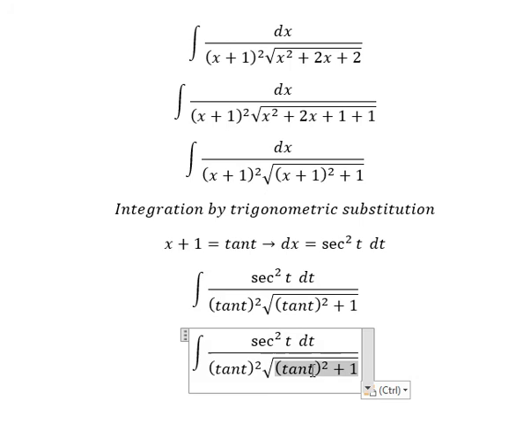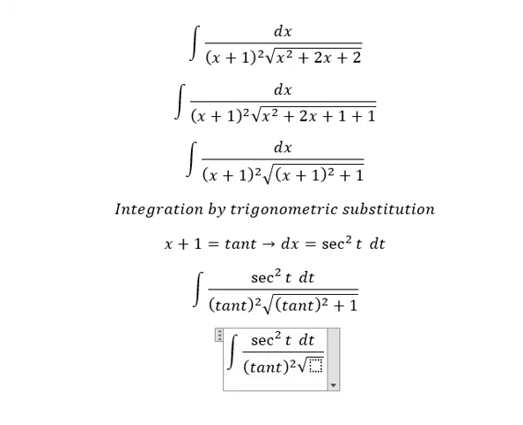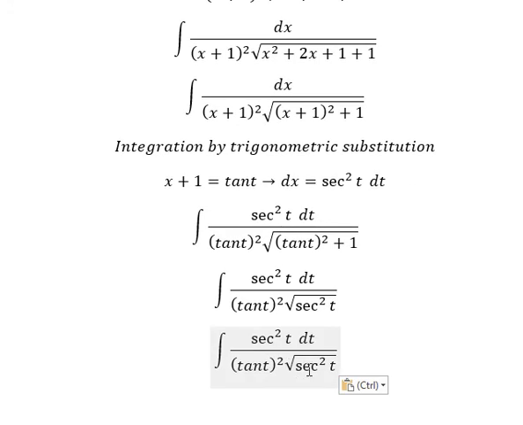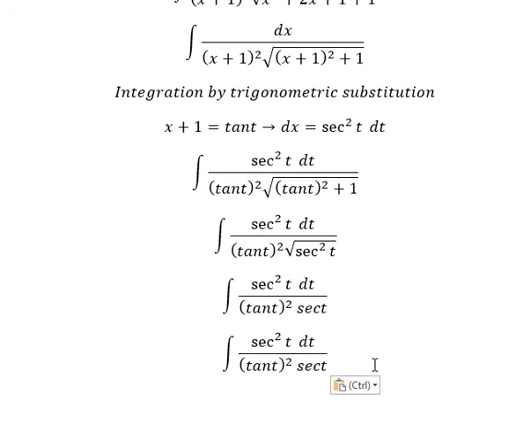So this one we change for secant of t square. The square root of secant of t square we change for secant of t. Later that we simplify secant of t on numerator and denominator.